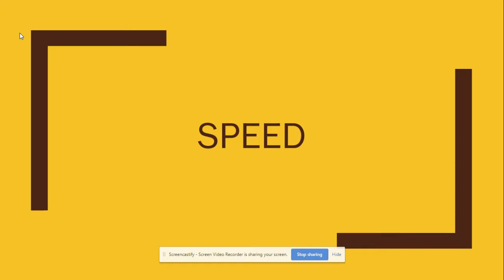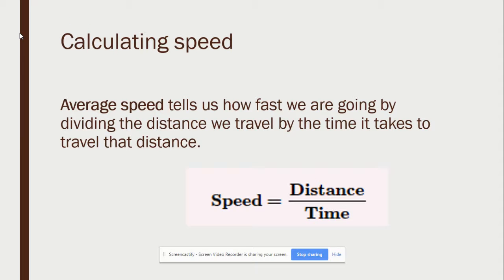All right, let's start at the beginning. So we're looking at speed, calculating speed. Average speed tells us how fast we're going by dividing the distance we travel by the time it takes to travel that distance. So your speed is your distance divided by time. Write that down, very important.